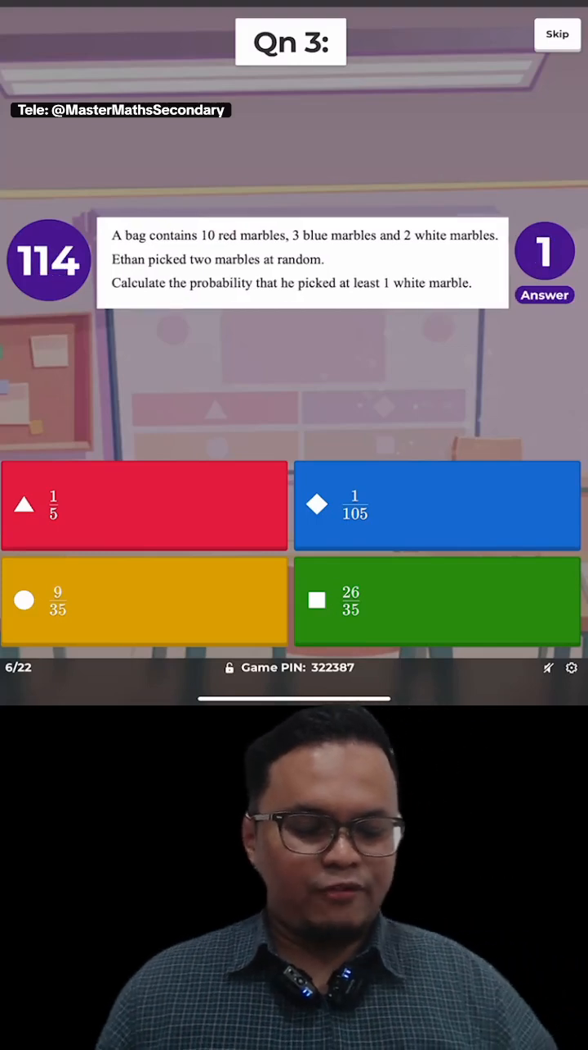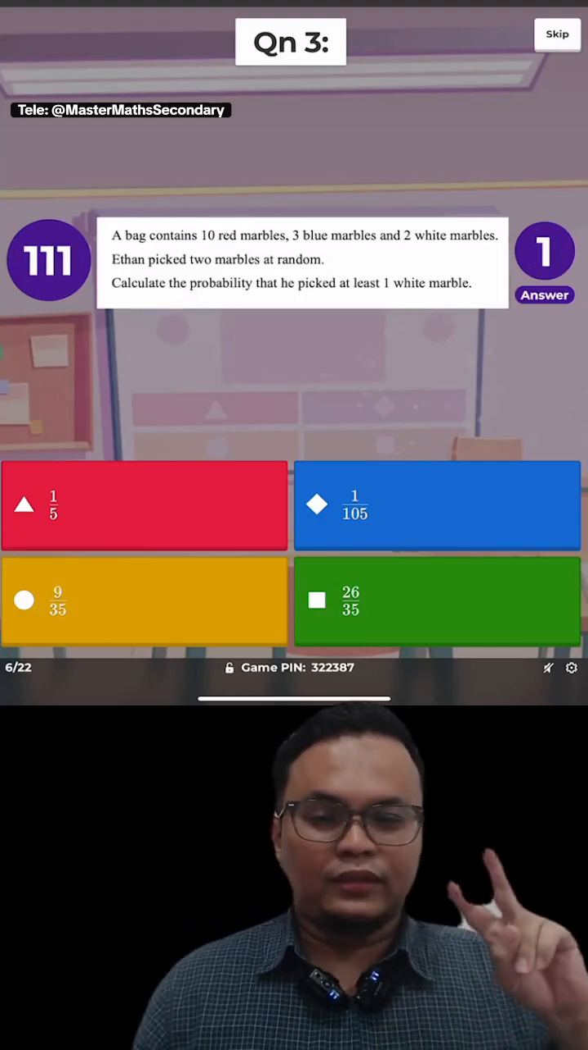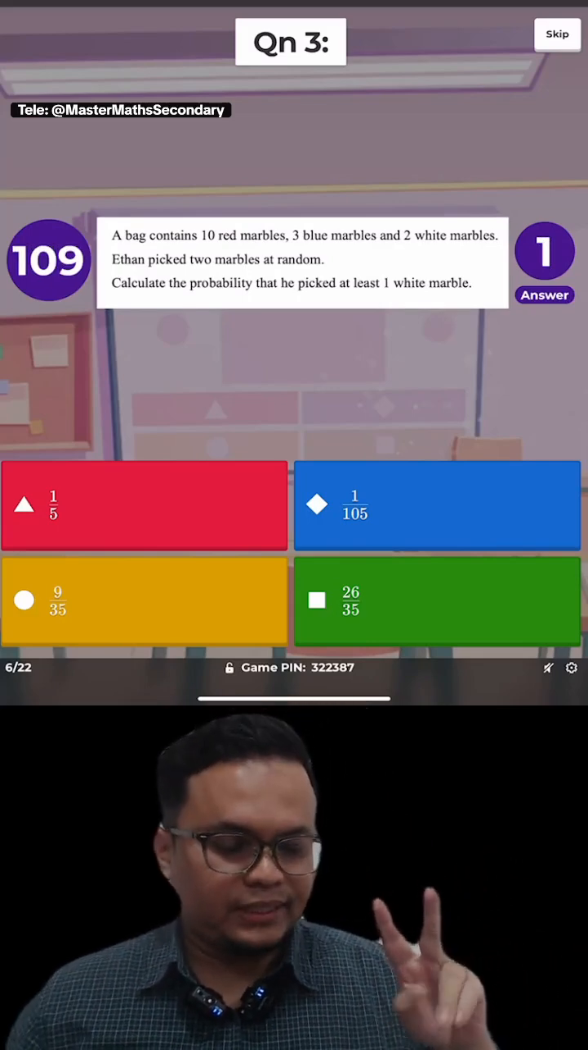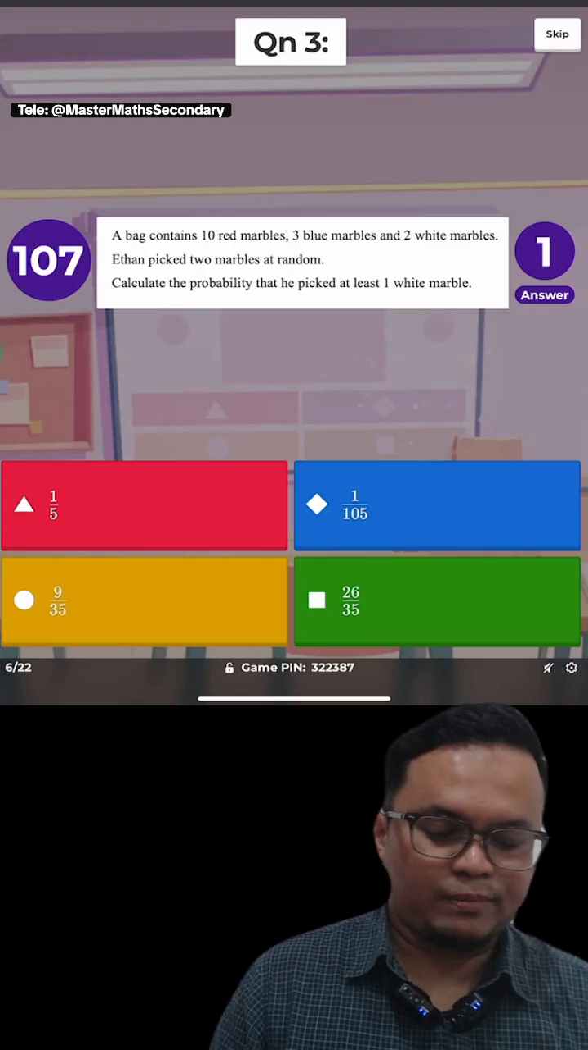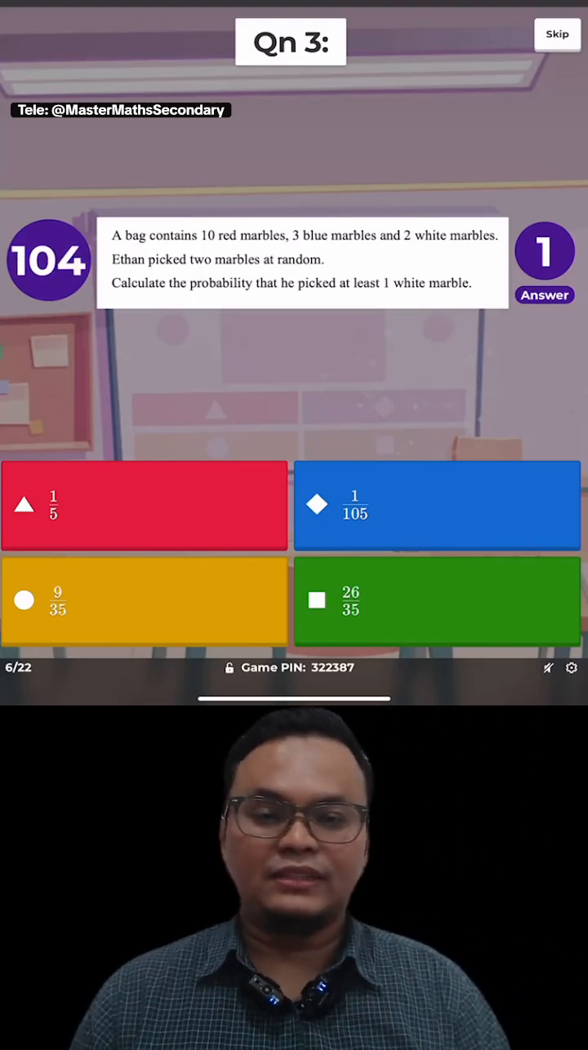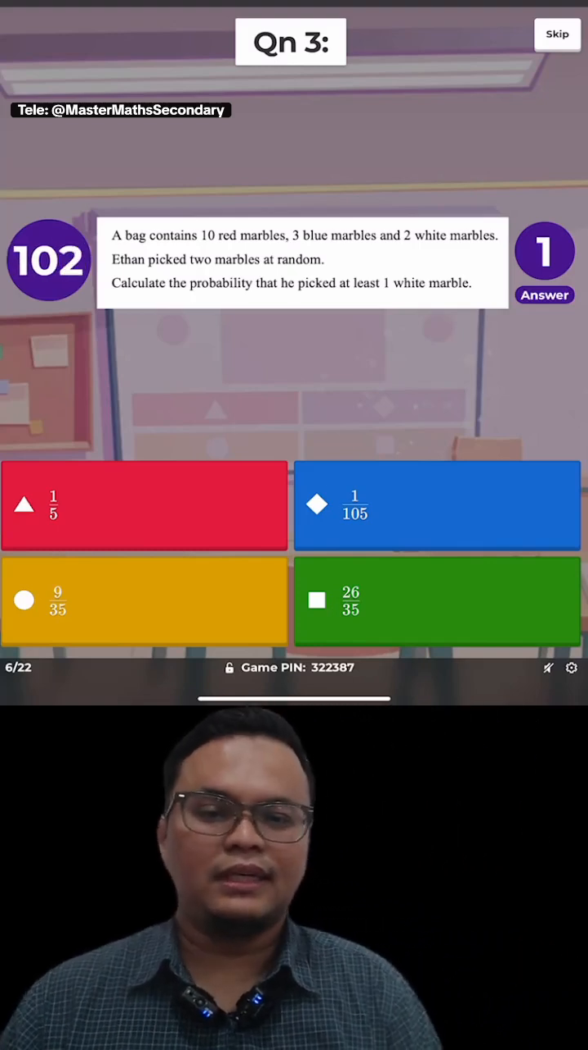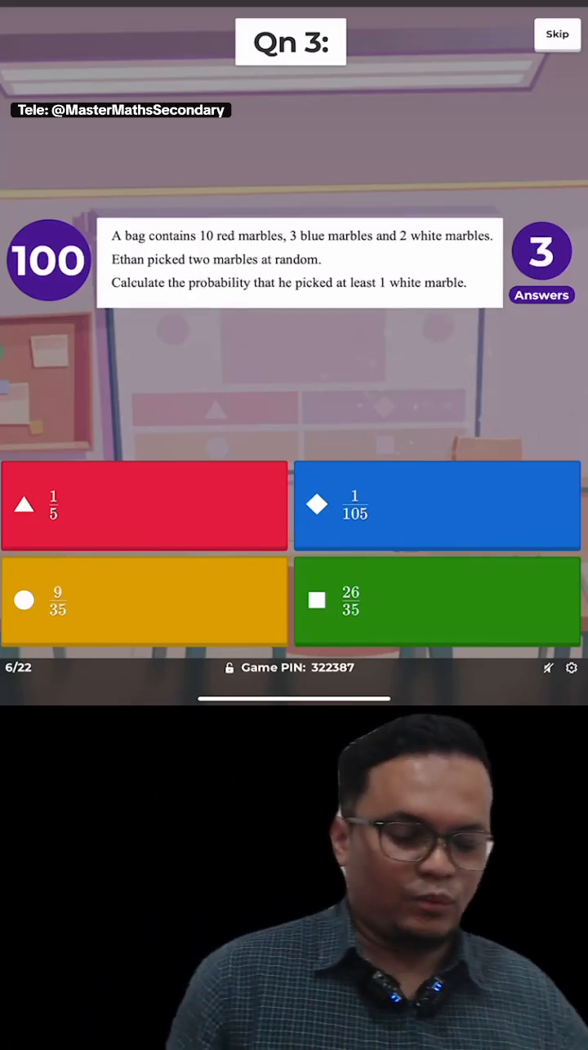Now you have 10 red marbles, 3 blue and 2 white. Ethan picked 2 marbles at random. Calculate the probability that he picked at least 1 white marble. The key word here is at least 1 white marble.